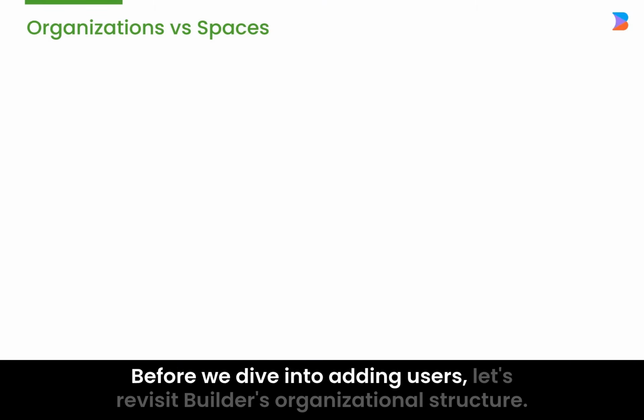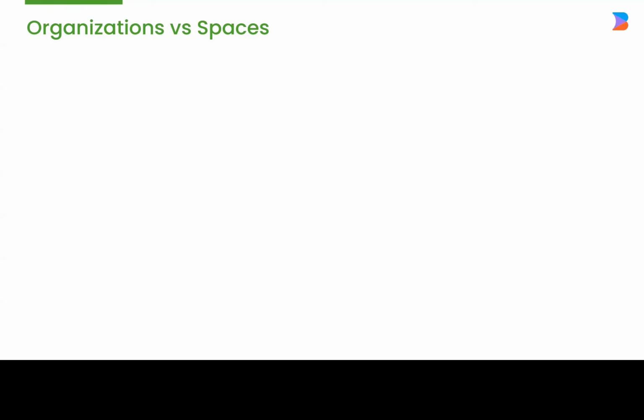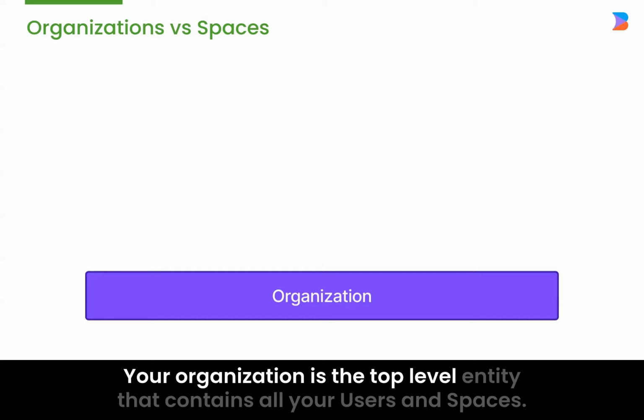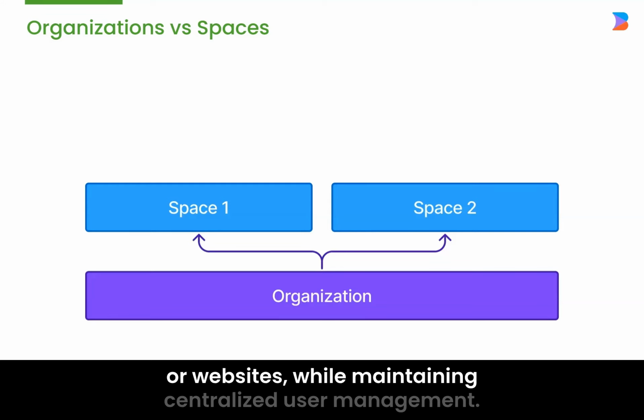Before we dive into adding users, let's revisit Builder's organizational structure. Builder uses a nested hierarchy: organizations and spaces. Your organization is the top-level entity that contains all your users and spaces. Each space is a separate content repository with its own models, content, and settings. This structure allows you to separate different projects, brands, or websites while maintaining centralized user management.